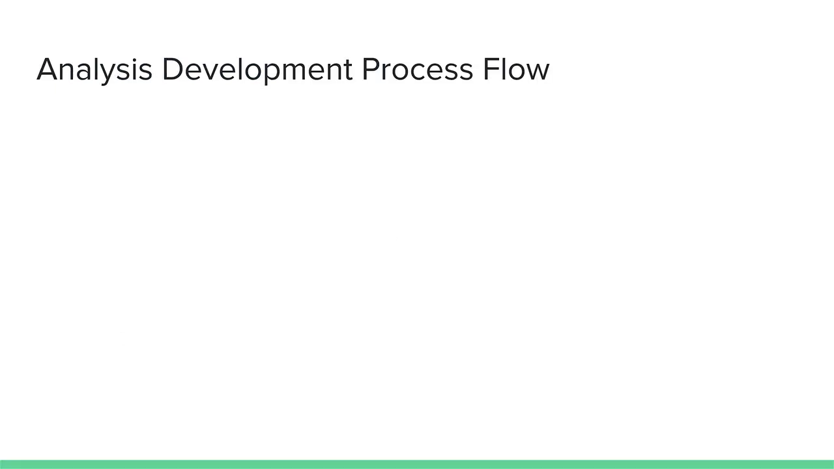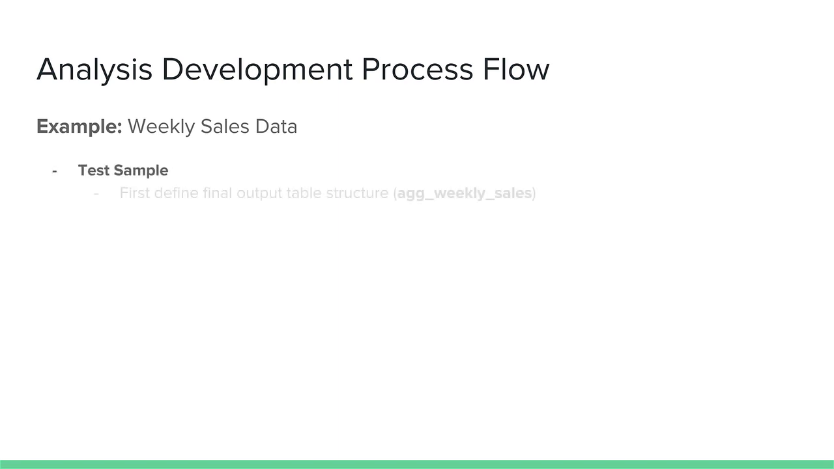As an example, we have been asked to write a query to calculate sales figures to run on a weekly basis. The following is a breakdown of the development process I would typically follow. I will first define the output table in which the results of my analysis will be stored. In our given scenario, I will create a table called aggregate weekly sales, which will store a high-level summary of customer and financial details for a given week.